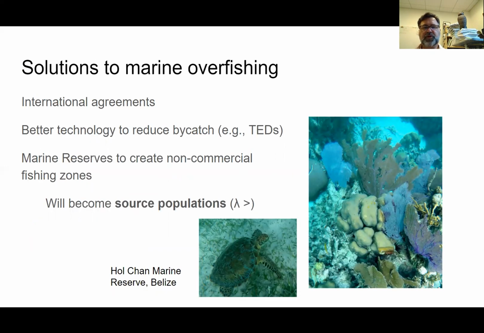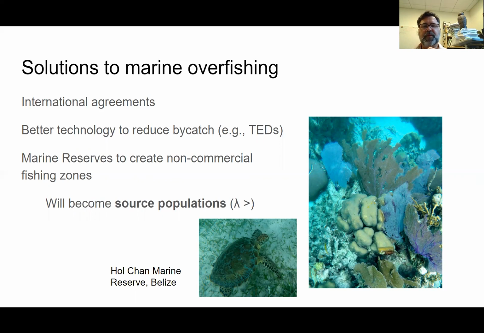Some solutions to marine overfishing. There are many international agreements, and there are much better technologies to find fish and then avoid fish you don't want to catch. And there are some technologies to reduce the bycatch. So turtle exclusion devices are just small windows on the sides of nets that turtles can go through to the side and get out, with some success.